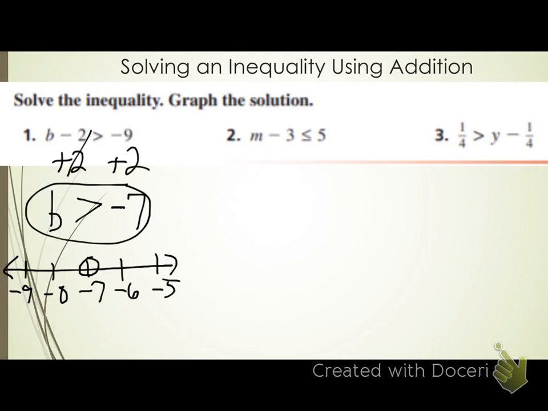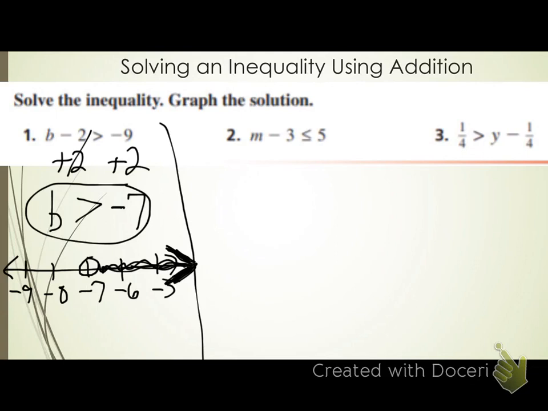If it's b is greater than negative 7, which way am I shading? Left? Not to the left. Right, I want all values greater than negative 7, so that would be to the right of negative 7. Remember, if your variable is on the left of the inequality, you can always just shade whichever way the arrow is pointing. The variable must be on the left if you do that, though. Questions on 1?